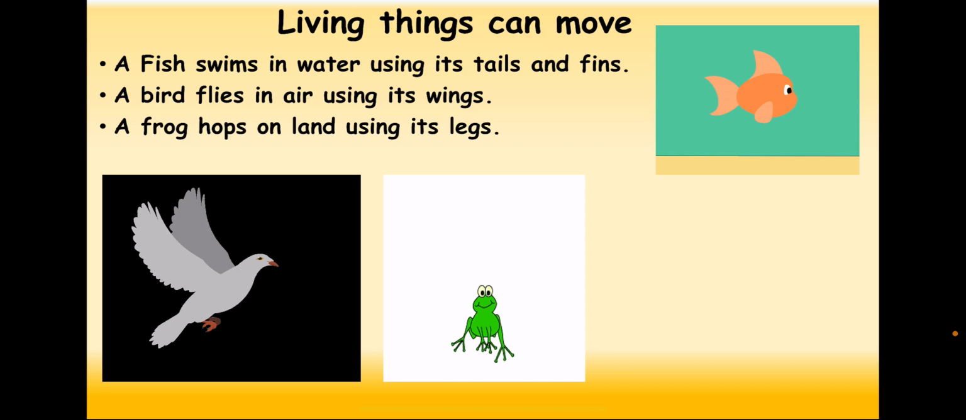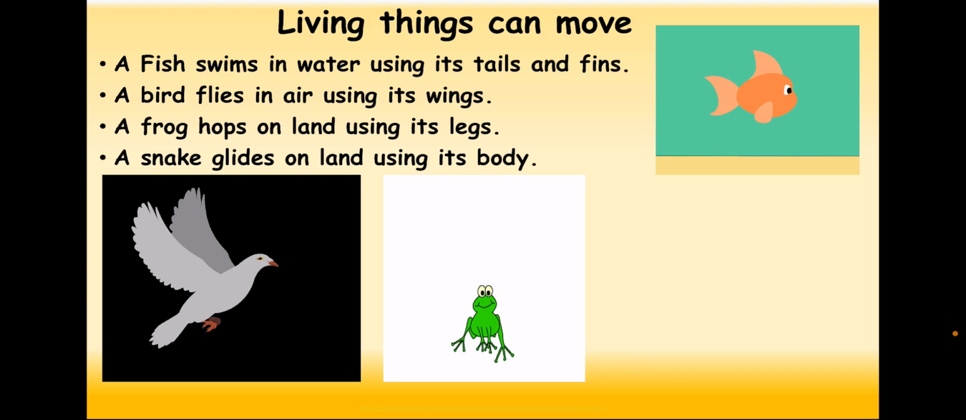So birds fly, fish swim, kangaroos jump, horses run. So they all move from one place to another place. The birds move from one place to another with the help of wings, and the frog hops on the land using its legs, and fish moves with the help of its tail and fin.